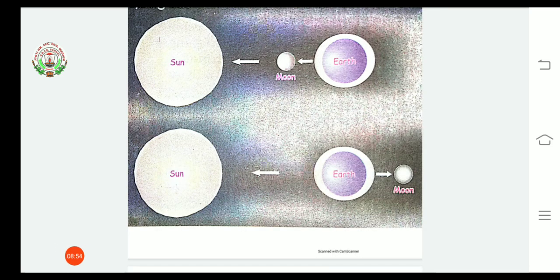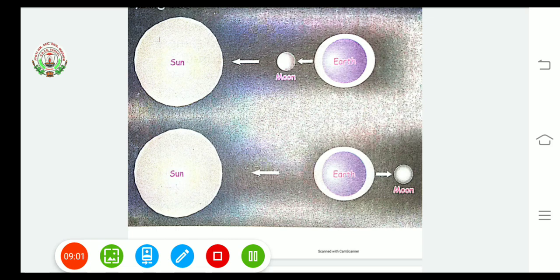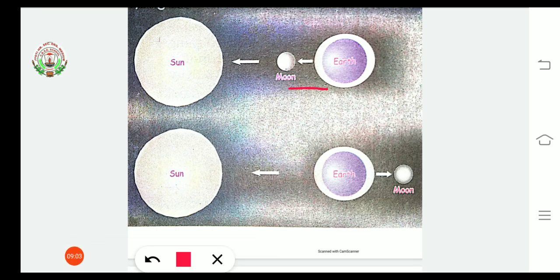Here is the picture. You can easily see that on the right side we have the earth, then the moon and then the sun. So how do the tides occur? By the gravitational pull of the moon and, to some extent, the gravitational pull of the sun. When the moon changes its place and comes to the right-hand side, then the tide will be high because of the gravitational pull of the moon.